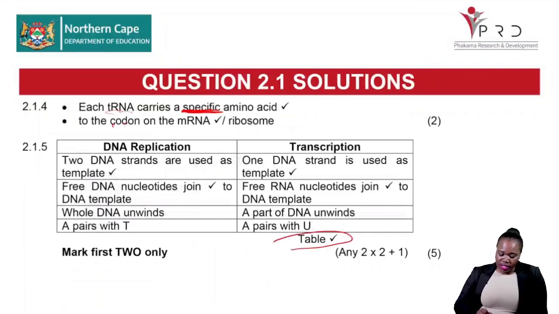Make sure that you have a table. Write this in table form. Therefore, you will be able to get that 1 mark for the table.